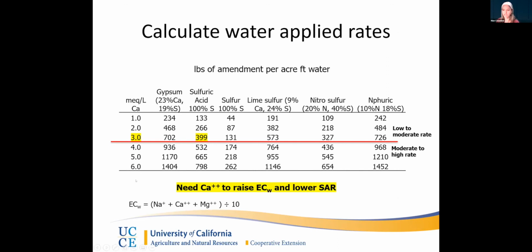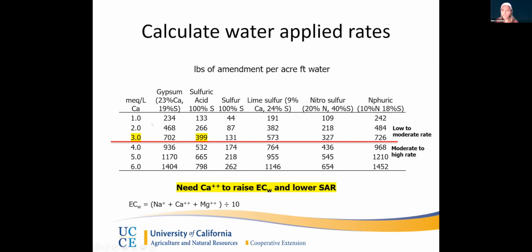So the main objective with applying these amendments, either acid-based or calcium-based, is that we're going to increase the proportion of calcium to temporarily raise the EC of the water. So these would be water applied amendments, and lower that SAR. So if we have a SAR to EC ratio that's greater than 5, we're going to raise that EC and decrease that ratio.